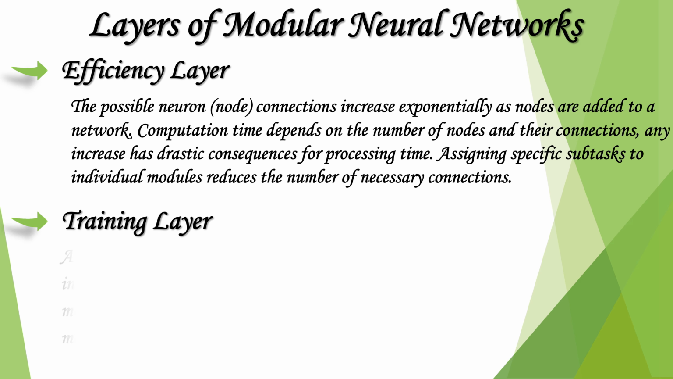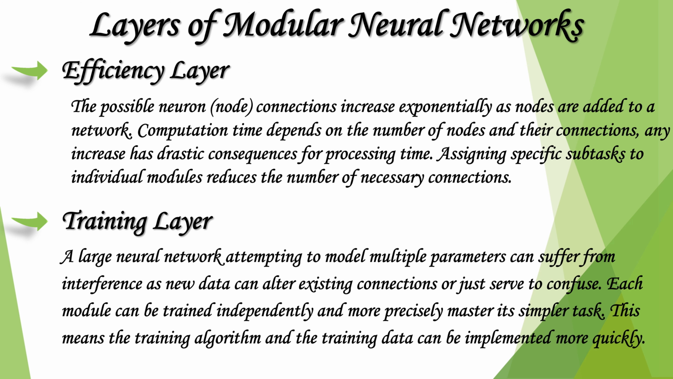Training layer. A large neural network attempting to model multiple parameters can suffer from interference, as new data can alter existing connections or just serve to confuse. Each module can be trained independently and more precisely master its simpler task. This means the training algorithm and the training data can be implemented more quickly.